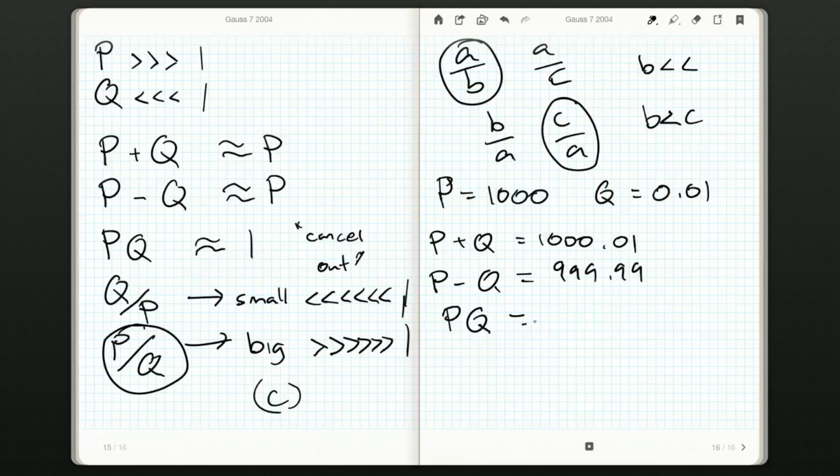PQ, I think this is going to be 10, actually, but compared to 1,000, 10 is basically 1. So that times 0.01, we can grab our calculator, 1,000 multiplied by 0.01, and we do, in fact, get 10. Now let's take a look at Q over P. If we wanted to, we could write it as a fraction, 1 over 100 divided by 1,000, and so it'll be 1 over 100,000. But we can also just grab our calculator, 0.01 divided by 1,000.